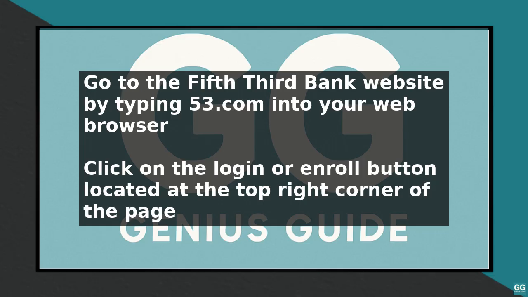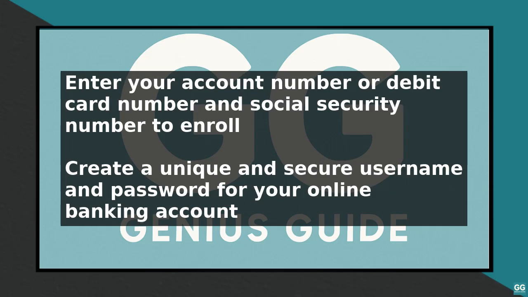If you are a new user, click on the enroll button next to the login button. You will be taken to the online banking enrollment page. To enroll, you will need your Fifth Third Bank account number or debit card number, social security number, and email address. Enter this information into the required fields and click continue.